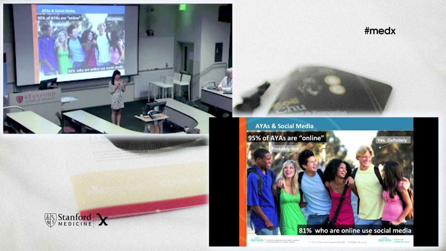The topic is AYAs, adolescents and young adults. A lot of the morbidity and mortality in this population is a result of health risk behaviors and also poorly managed chronic conditions. We know that 95% of this population is online, over 80% use social media, and actually two-thirds use social media more than once a day. So it's where they reside, and a term that is used for this population is digital natives.